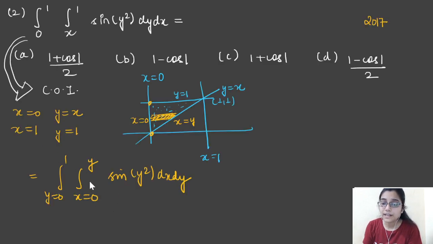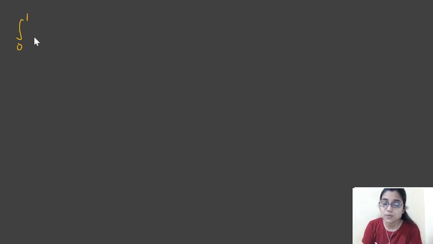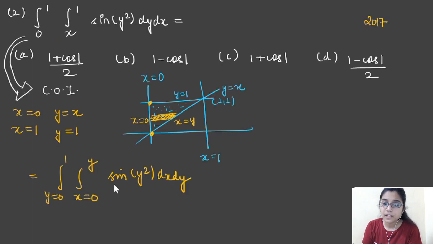Now what we will do? We will integrate first with respect to x, treating y as a constant. So what will it be? 0 to 1, and sine y square, and we'll integrate it with respect to x. So here we'll get the limit from 0 to y. So what will it be now? This will be 0 to 1, then y sine y square, and here we have dy.